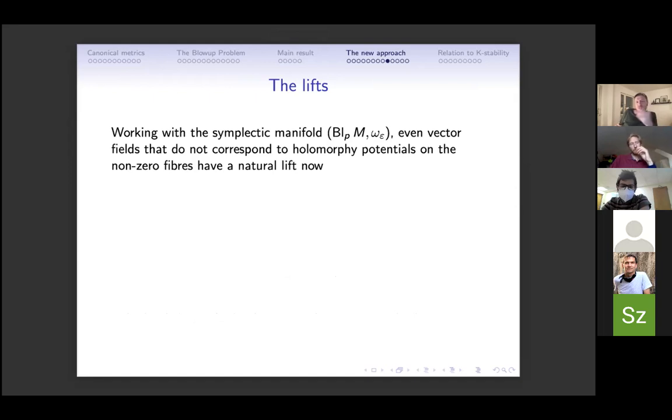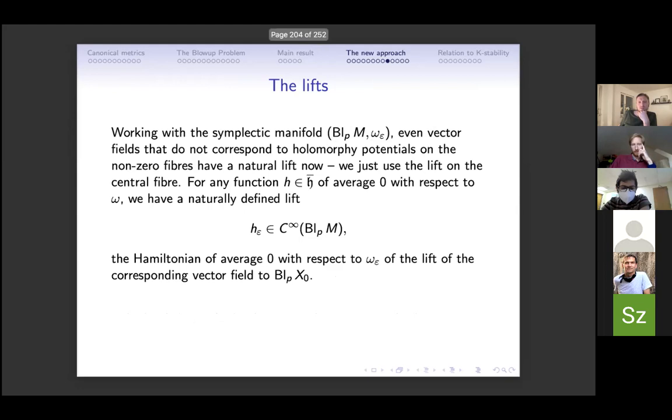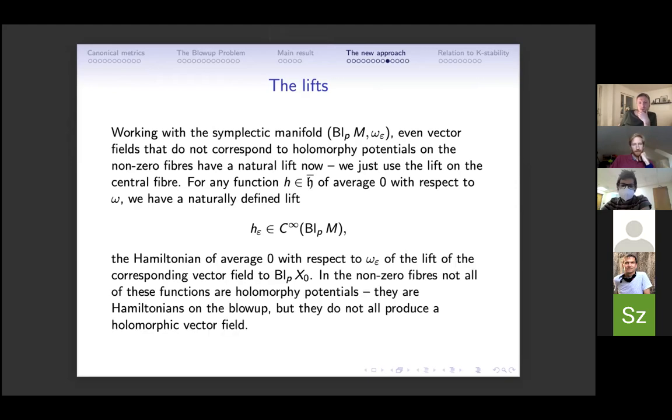The advantage of working with the symplectic manifold as fixed is that now vector fields that don't correspond to holomorphy potentials on the fibers Q not equal to P actually have a natural lift. We can just use the one for when Q is equal to P. So there is a lifting procedure where you just use the one for the central fiber. The space of these lifted functions is precisely what you're seeing as the co-kernel of the linearized operator to leading order. That's why prescribing the scalar curvature modulo these things is possible at the linearized level. But I should say that not all of these will be holomorphy potentials on the blowup. They're just some Hamiltonians, but they don't all produce holomorphic vector fields.